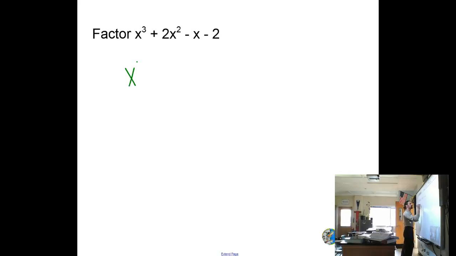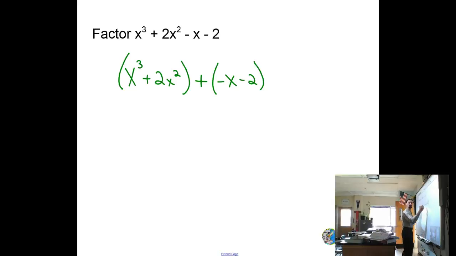So let's say x to the 3rd plus 2x squared. I'm just going to group that. And then I've got plus negative x minus 2. Now, really what I want to do on this side is take out that negative. So I'm going to rewrite it as minus x plus 2.